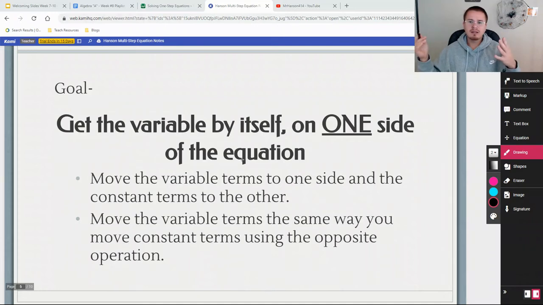That's not organized. That's not simplified. We got to get all the variables onto one side, all the constants to the other. That's basically what this says. Move the variable terms the same way. So you can add them, you can subtract them, just like you would a constant. So I would write some of these down.